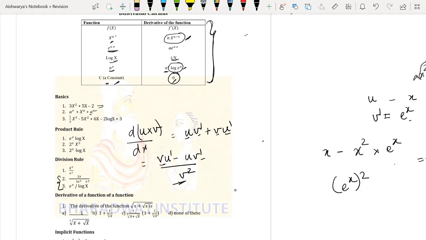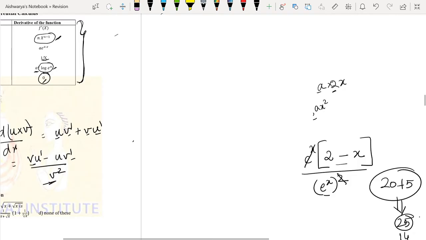So I had asked you to add to this table 1 root x. The differentiation of that is 1 by 2 root x. Okay. So let me just come back and solve.